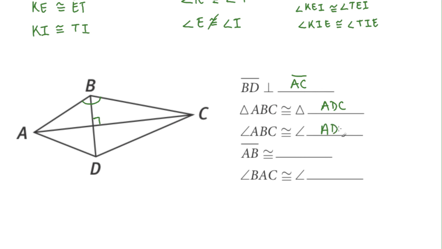And that goes with our triangles too, right? Triangle ABC, triangle ADC. And side AB is congruent to AD. And lastly, angle BAC is congruent to angle DAC. So BAC is congruent to DAC.